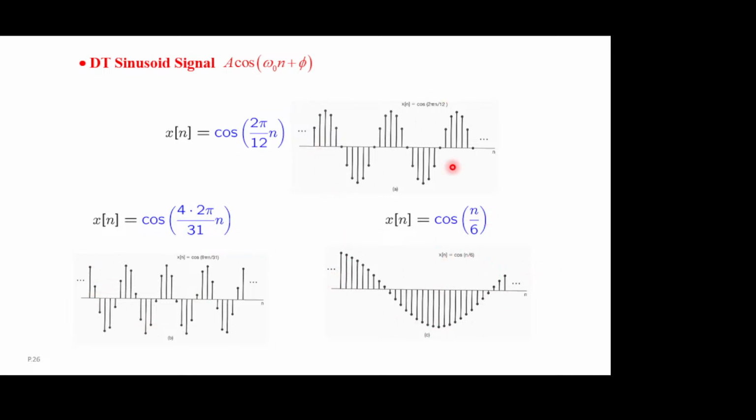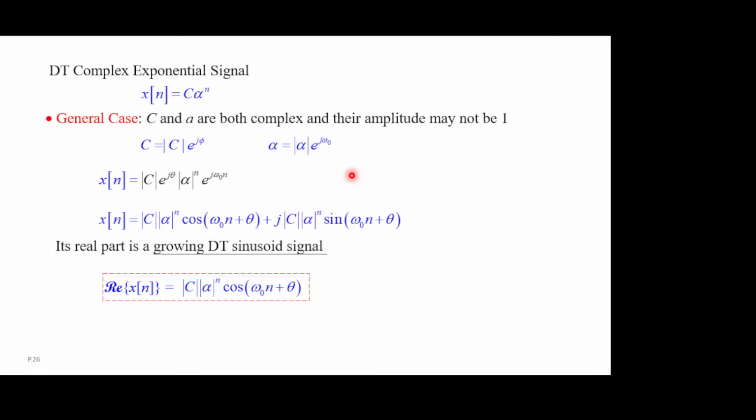You see they are oscillating with different speeds. And this one is nicer because you can count the period here. 2 pi divided by 12, so the period is 12 here. So 1, 2, 3, 4, 5, 6, 7, 8, 9, 10, 11, 12. Okay, so that's one period.